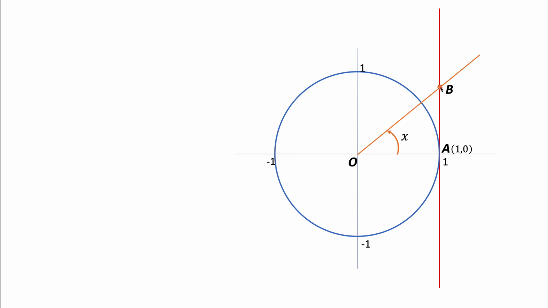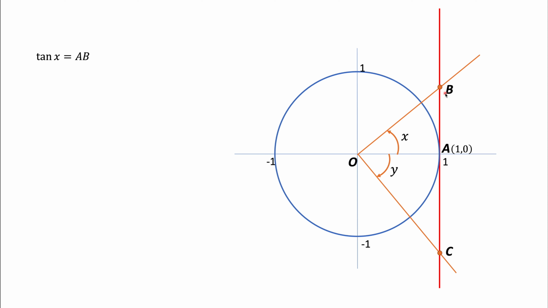So now, why is the coordinate of B our tangent? If you look at this triangle, OBA, it's a right triangle, and we know the definition of tangent through the right triangle. It's the ratio of opposite leg to adjacent leg. Opposite leg is AB, adjacent leg is OA, okay? But OA itself is 1 in this case. It's chosen to be 1. So it means that tangent is just this length AB, okay?